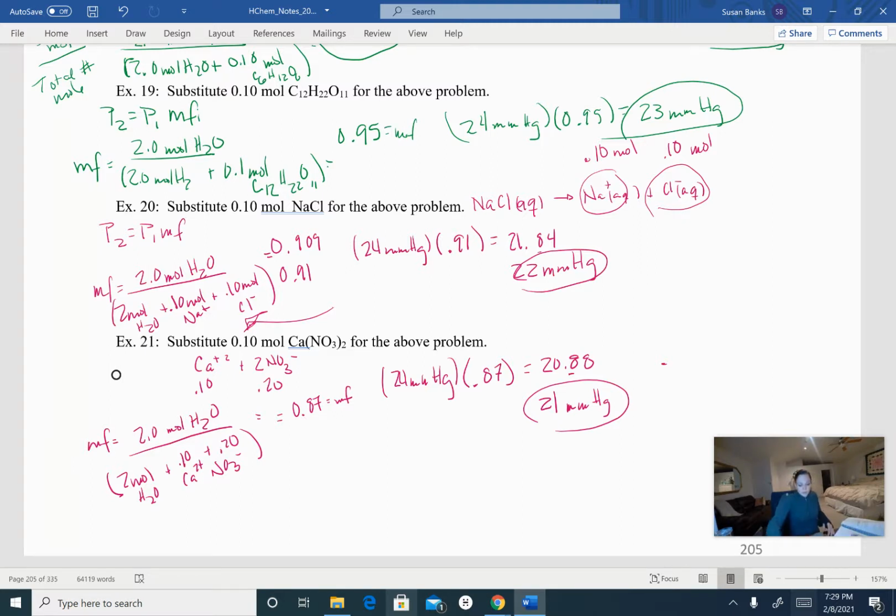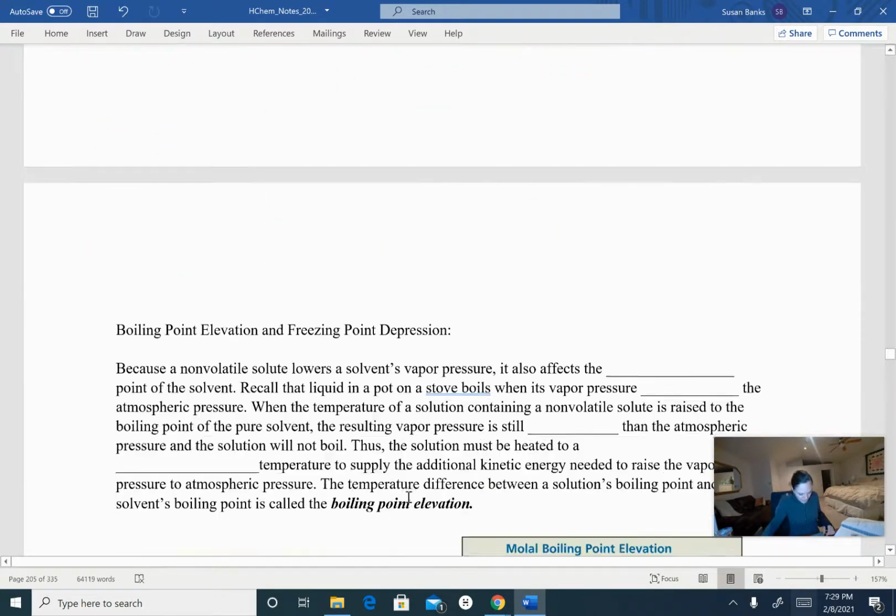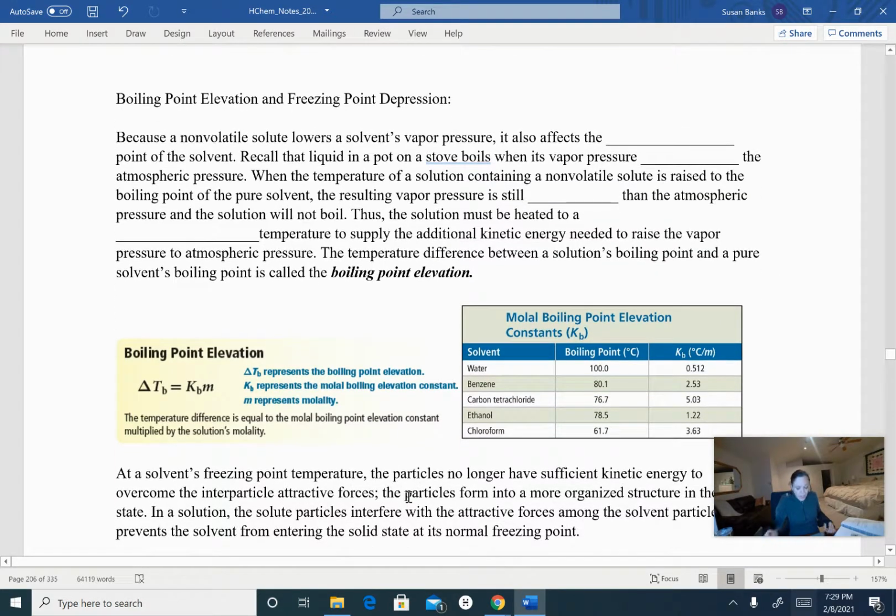Okay, so next thing we're going to learn about is boiling point elevation and freezing point depression. So the boiling point actually raises up and the freezing point actually goes down when we put solute in there. Okay, so remember non-volatile means that it doesn't go into the gas phase very easily. Because a non-volatile solute lowers the solvent's vapor pressure, it also affects the boiling point.